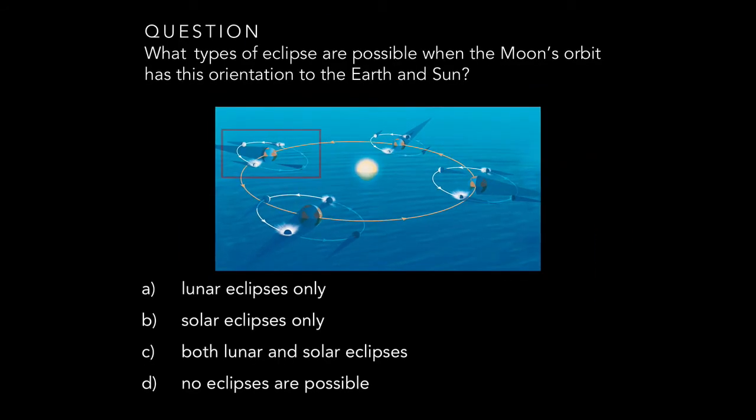Consider the moon's orbit in the position shown here at the upper left. What types of eclipse are possible when the moon's orbit has this orientation to the Earth and Sun? Is it A, lunar eclipses only, B, solar eclipses only, C, both lunar and solar eclipses, or D, no eclipses are possible?